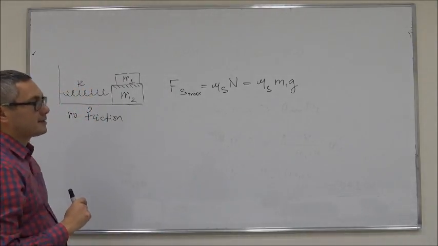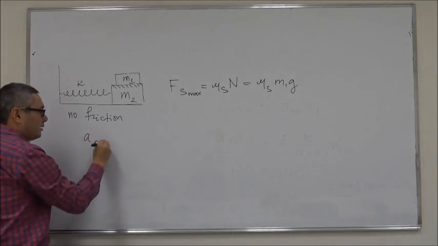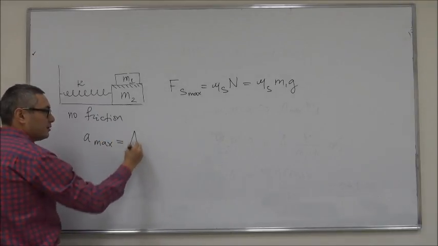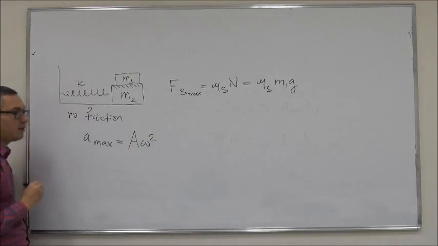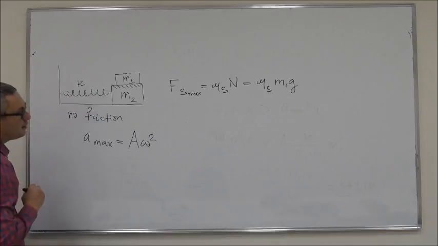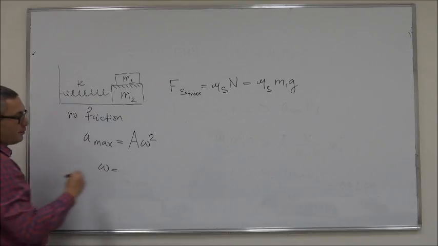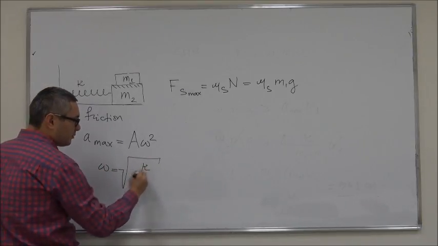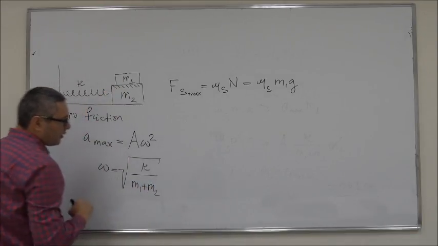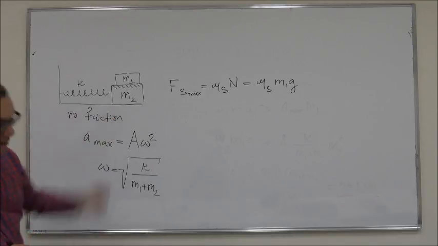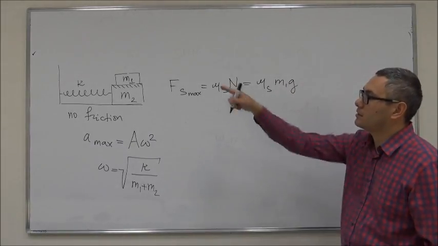We know that the maximum acceleration of a simple harmonic oscillator is equal to the amplitude of that simple harmonic motion times the square of the angular frequency. On the other hand, we can also calculate the value of the angular frequency, which is equal to the square root of K, the spring constant, over the total mass of the system. In this case, it's M1 plus M2. So this friction force is the force which is supplying the acceleration A max to M1.